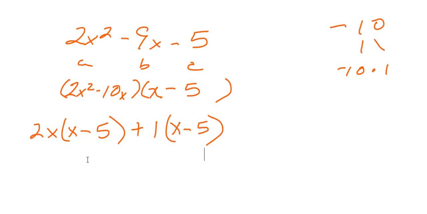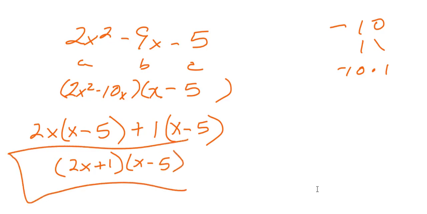So let's take the two outside values, 2x plus 1, and that'll be my first binomial, 2x plus 1. And then the second one is just the x minus 5. And at this point, we're done. Simple enough? I know they get easier as we go on, so make sure you keep practicing these.